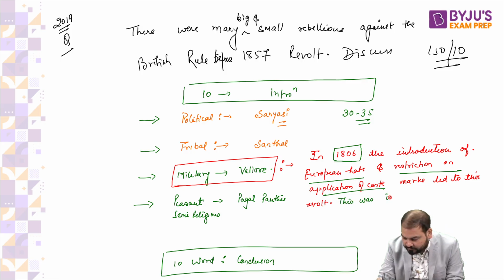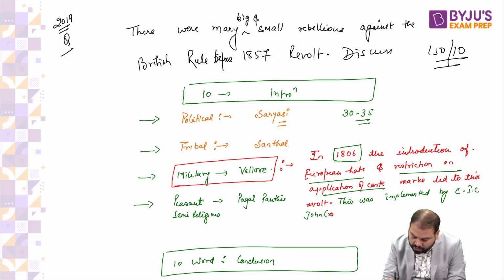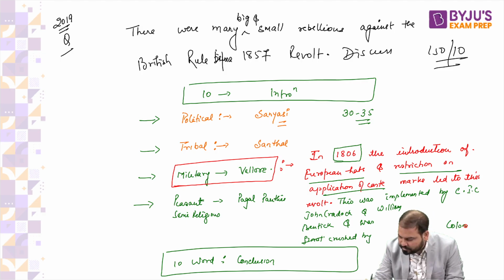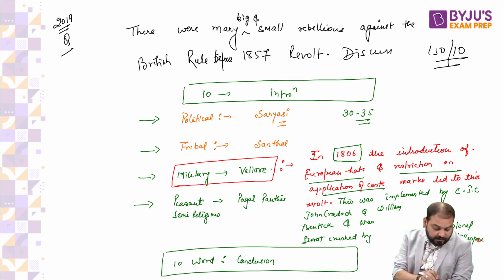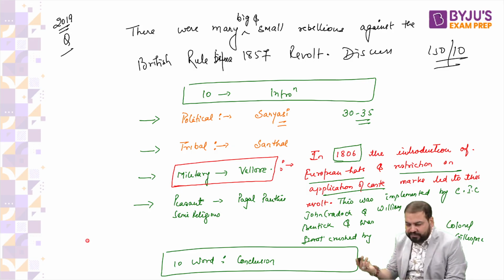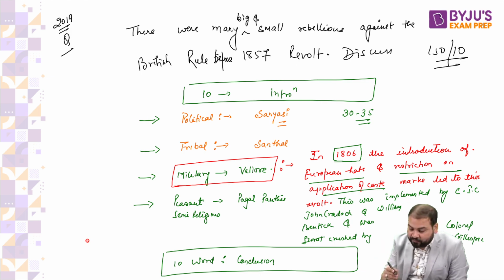This was implemented by Commander-in-Chief John Craddock and William Bentinck, and was crushed by Colonel Gillespie. Everyone, let me count the words for you. See, in the counting every word is counted. So all of you see how the words are counted.